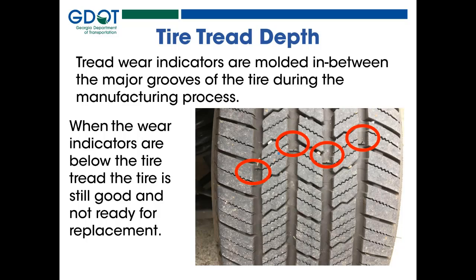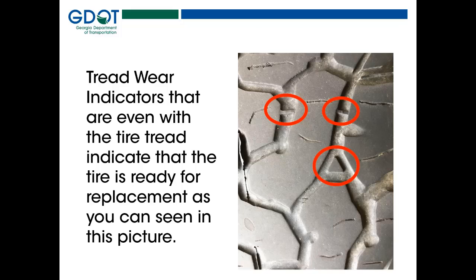Tread wear indicators are molded in between the major grooves of the tire during the manufacturing process. When the wear indicators are below the tire tread, the tire is still good and not ready for replacement. Tread wear indicators that are even with the tire tread indicate that the tire is ready for replacement as you can see in this picture.